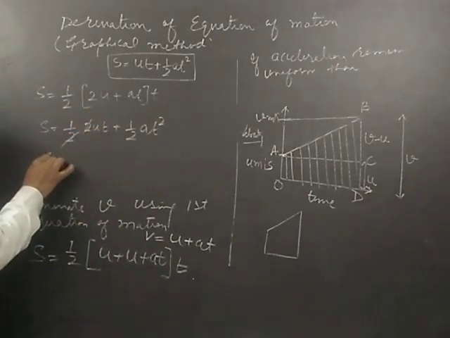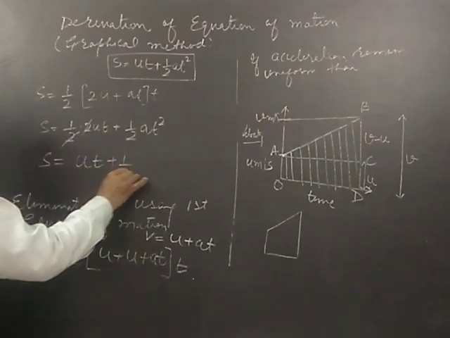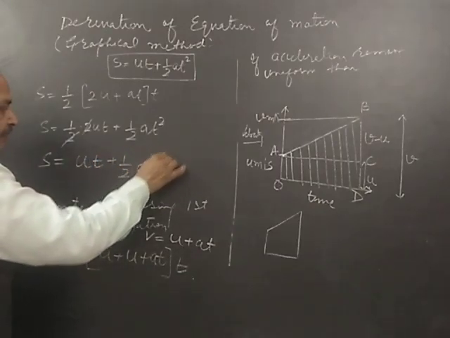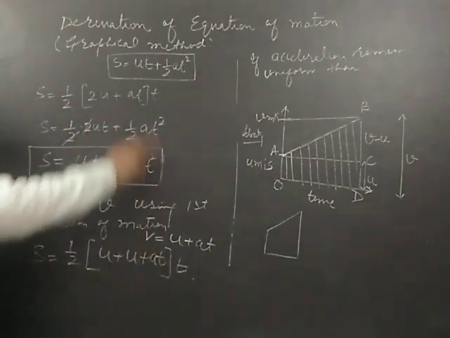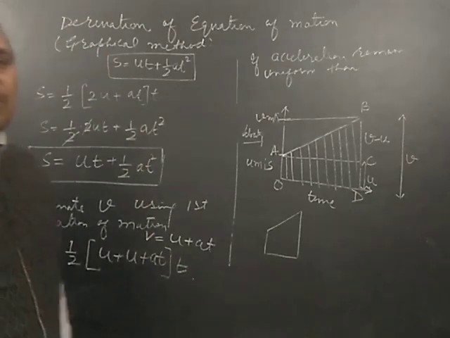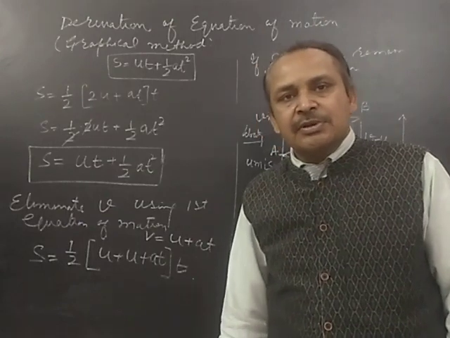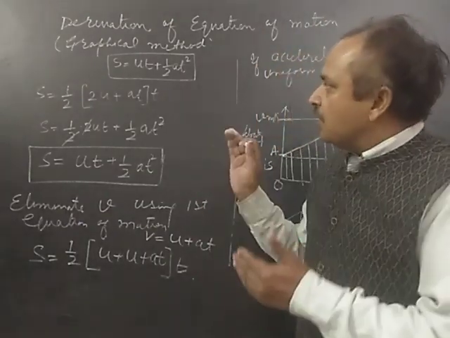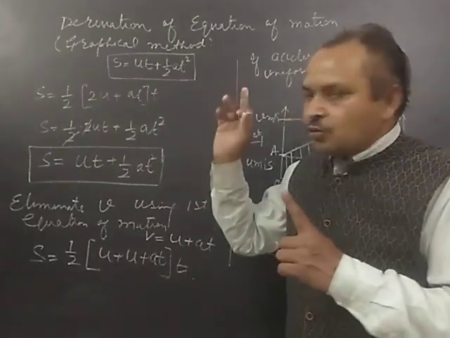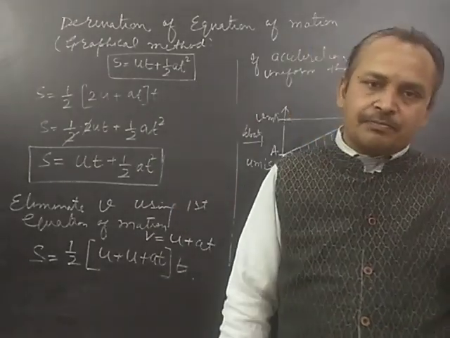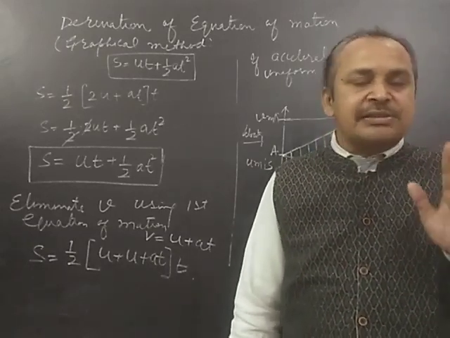So 2 cancels with 2, and what we get? S is equal to ut plus half at square. And this is your second equation of motion. Any doubt, my dear friends? You can do one thing. Third equation of motion, you can try yourself. Introduction will remain same. Graph will also remain same.